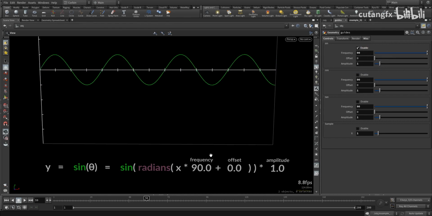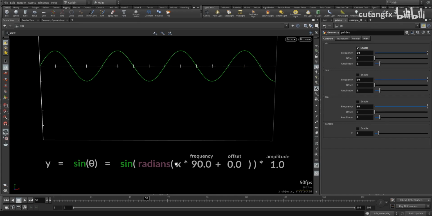Now, it's very important whenever you do this that offset is added after frequency is multiplied. If you think about it logically, you'll understand why. We have our x value, and we're multiplying by 90. And then let's say our offset is 5. Well, in this case, it's saying x times 90. So let's say x was 1, then we'll have 90, and then plus 5. So we're just sampling at 95.